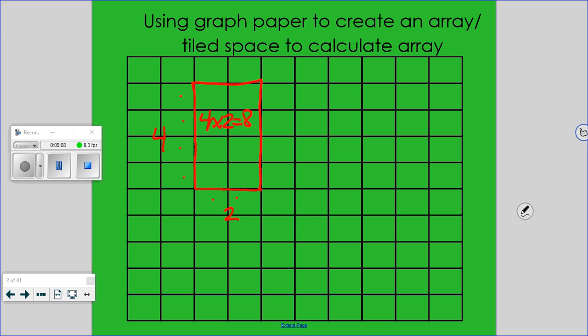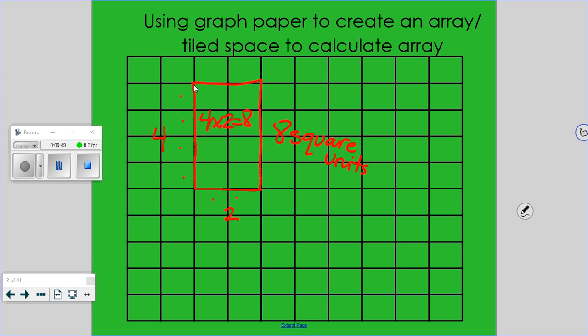8. There is a special way to write our answer, because our answer really is not 8. 8 what? So we're doing something kind of different when we're talking about area. We're filling up a space. This was 4 squares, right? 2 squares. My answer is 8 square units.